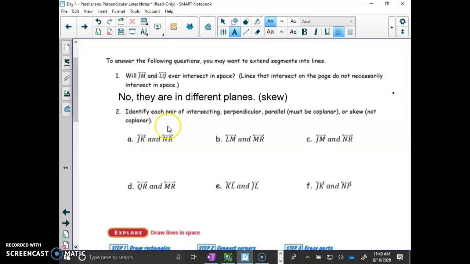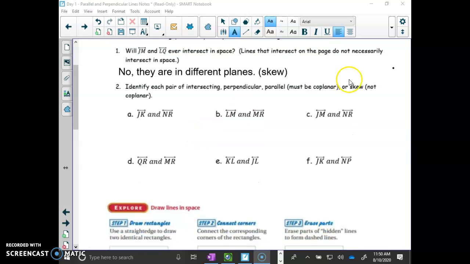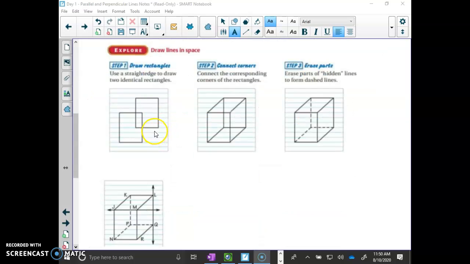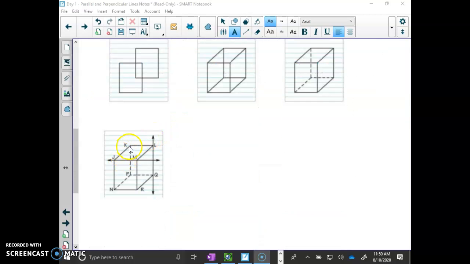Okay, so identify each pair of intersecting, perpendicular, parallel, or skew lines. All right, so JK and NR. JK, NR. What do you guys think? Do you think they're parallel, perpendicular, or skew? Skew.